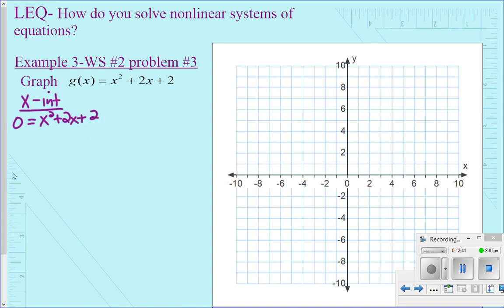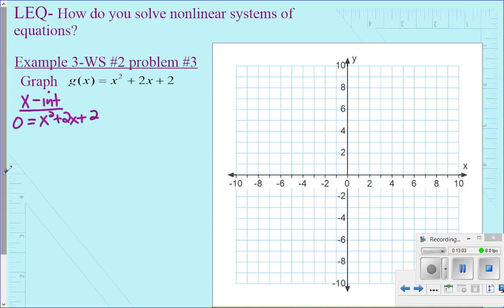Okay, so let's see if this factors. It doesn't look like it does. Okay, 2 would be the factors, 2 and 1. 2 and 1 don't add to 2. So my possibilities for solving would be quadratic formula or completing the square. We know square roots is out here because it has an x.